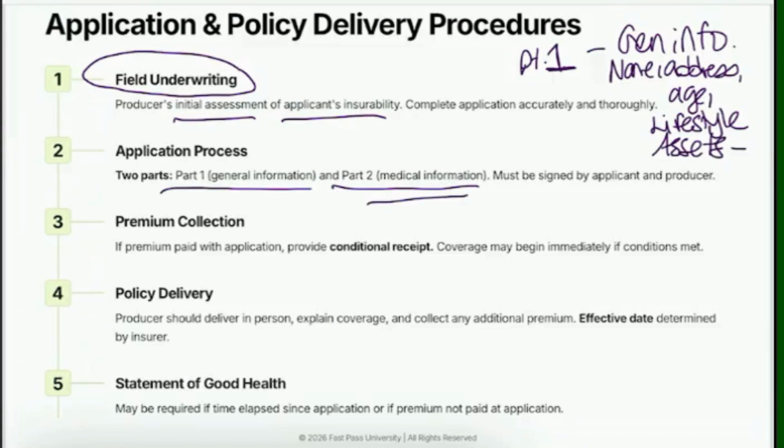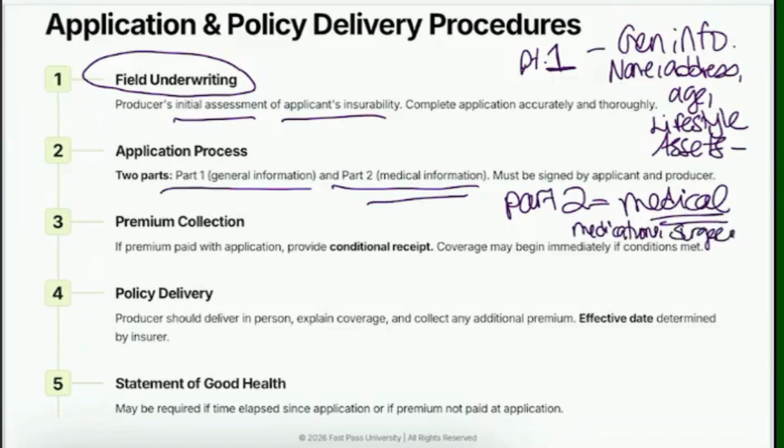Part 2 is the medical information. What are your medications? Have you had any surgeries? Do you have any diagnoses? Things like that. So part 1, general information. Part 2, medical information. Just know that, okay?